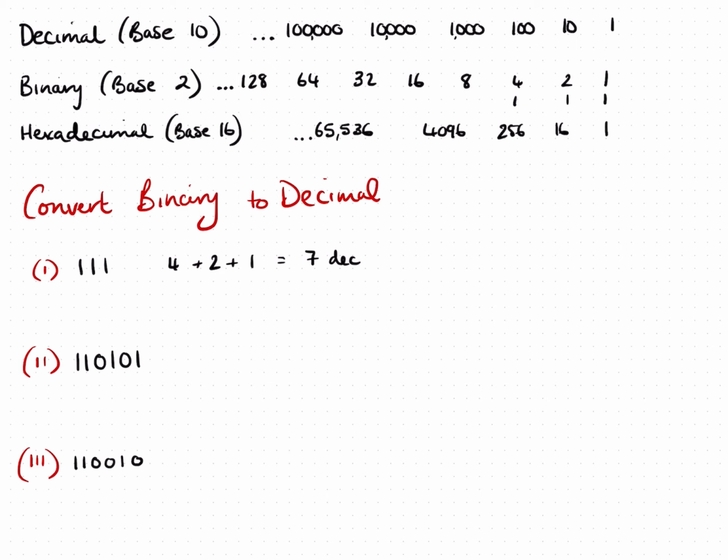Looking at the second example, 110101, again we line it up.